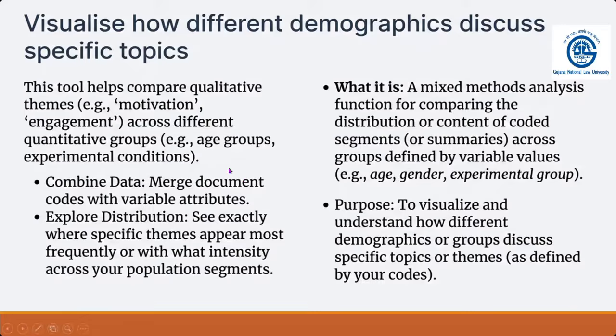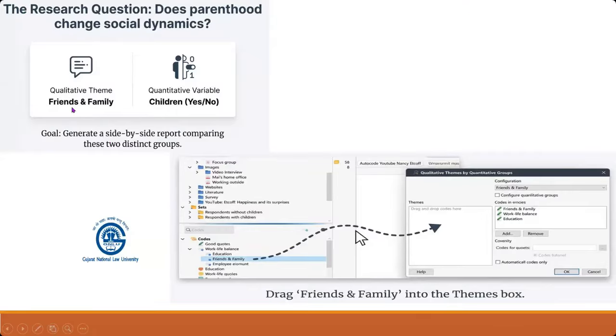I can explore it with reference to a specific theme. Maybe I can also come out quantifying the figures. I can also visualize findings. For example, family and friends, the people who have children and those who don't have children, I'm going to be able to come up with: does parenthood change social dynamics? I just want to understand whether parenthood has any kind of impact from the social dynamics point of view.